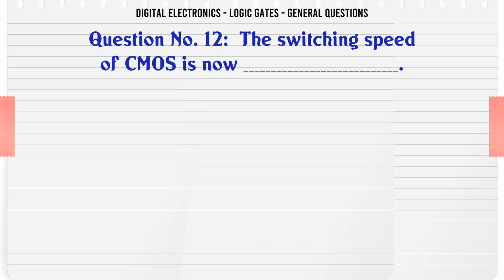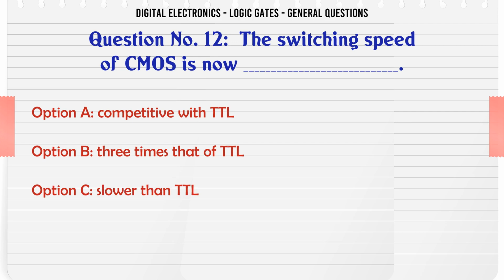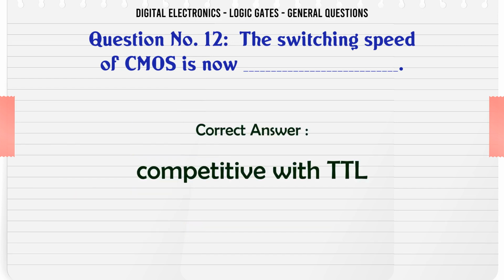The switching speed of CMOS is now: A) competitive with TTL, B) 3 times that of TTL, C) slower than TTL, D) twice that of TTL. The correct answer is competitive with TTL.